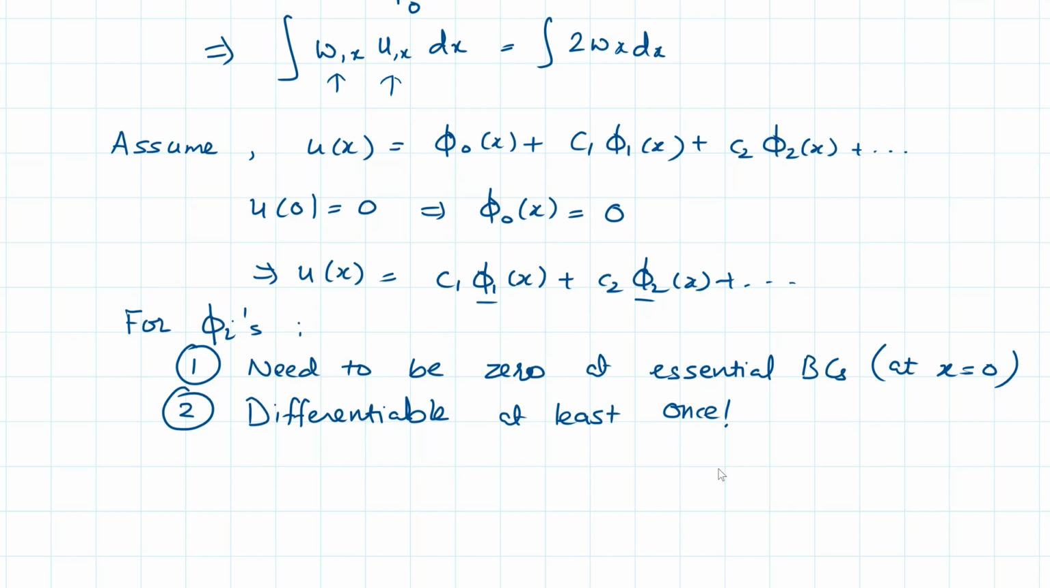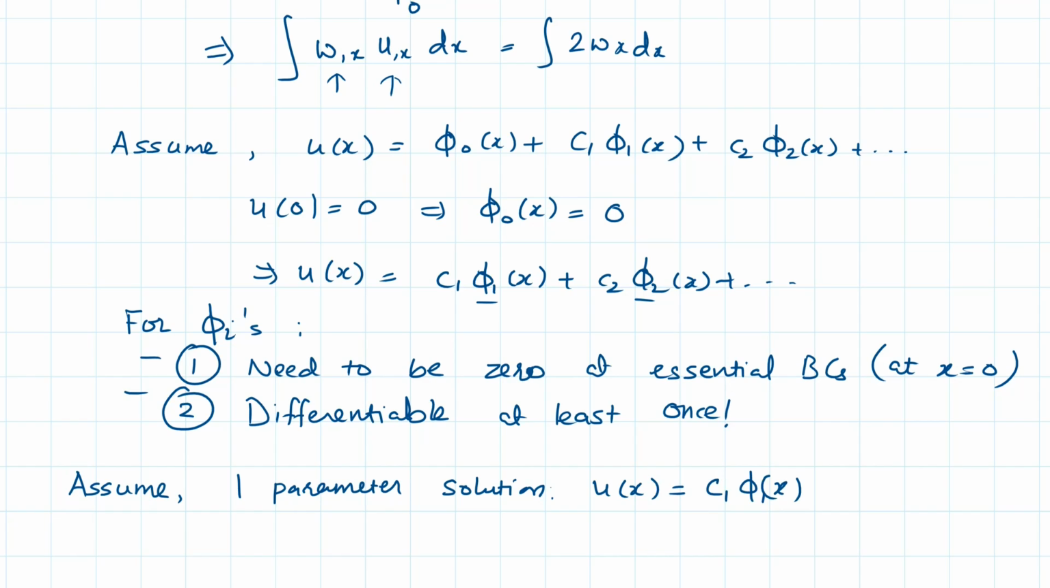So now, following this, let's assume a one parameter solution, which is u of x is equal to c1 times phi1 of x. And for phi1 to satisfy these two requirements, let's say our phi1 x is equal to x. We see that x is differentiable at least once, and it will be 0 at x is equal to 0, so it will also satisfy our prerequisite of being 0 at essential boundary conditions. So then we can write our u of x is equal to c1x.